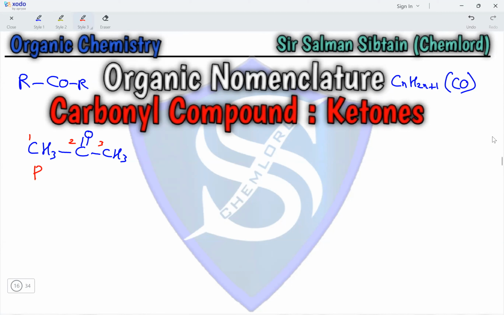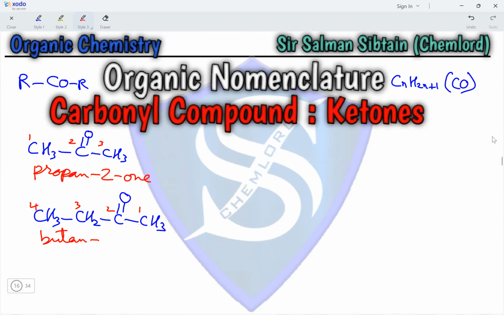This would be called propan-2-one. And in the name of propane, the E would be removed. So another ketone would be CH3 CH2 CO CH3. Now the numbering would be done from right to left, giving the least number to the C double bond O group. So 1, 2, 3, and 4. The name of this compound would be butan-2-one. The next ketone would be CH3 C double bond O CH2 CH2 CH3.